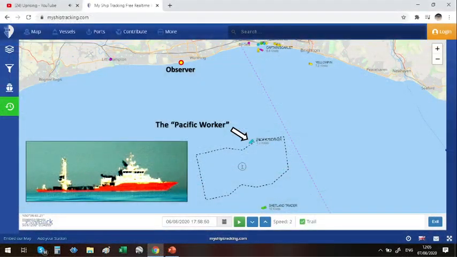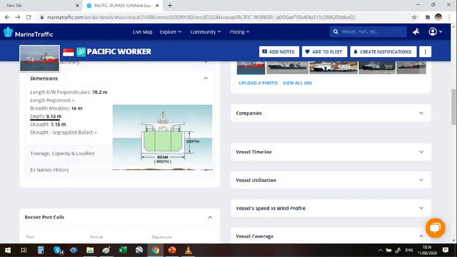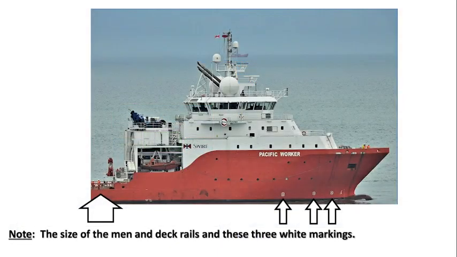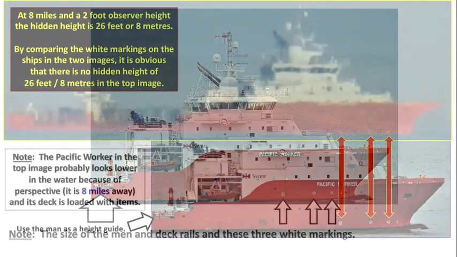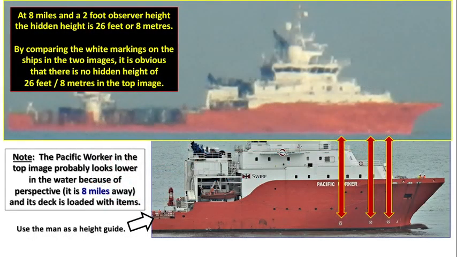The Pacific Worker on myshiptracking.com. The Pacific Worker dimensions. Note the depth is 9.13 meters. Note the size of the men and deck rails and these 3 white markings. At 8 miles and a 2-foot observer height, the hidden height is 26 feet or 8 meters.